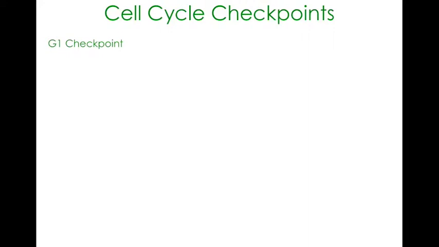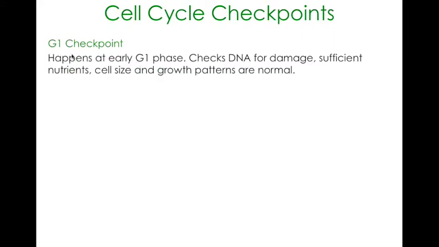The G1 checkpoint happens in that G1 phase. It checks the DNA for damage, so it needs to make sure that the DNA is damage-free before it replicates that DNA, because once it replicates the DNA, that damage becomes replicated and passed on. Okay, the cell also needs to have enough nutrients so that in order for it to divide, the nuclear membrane and all those things need to have sufficient nutrients, the centrioles, the spindle fibers, and so forth. The cell then needs to grow in size, and those patterns are normal.